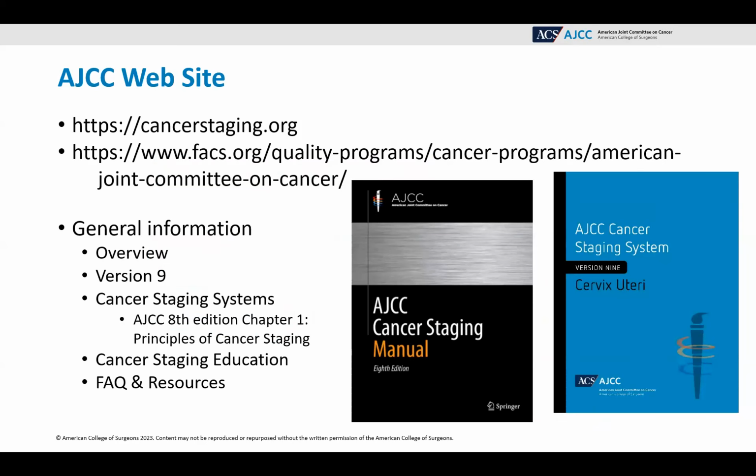The AJCC website can be found at cancerstaging.org. It includes general information with an overview, version 9, all of the cancer staging systems, and there's a free download of the AJCC 8th edition, Chapter 1, Principles of Cancer Staging. There's cancer staging education and frequently asked questions.